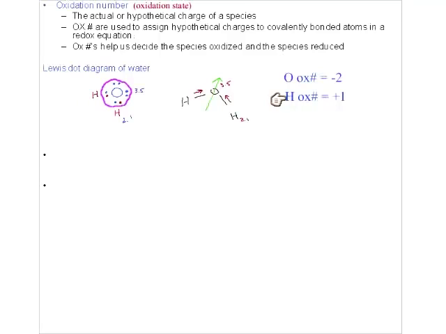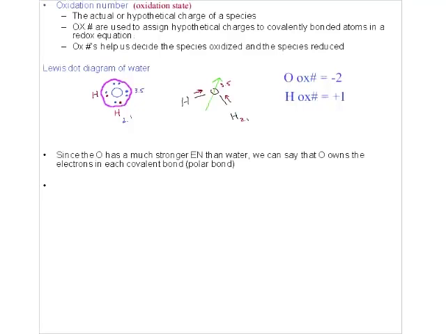So we would say that each hydrogen would be in a +1 state. Not a charge, but just a state. All right? Okay, so -2 for the oxygen. Each hydrogen is going to be in a +1 state, which is going to cancel out the negative there. So let's have a look at some more of these.